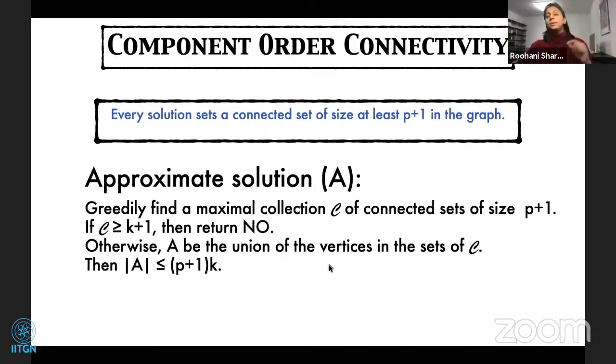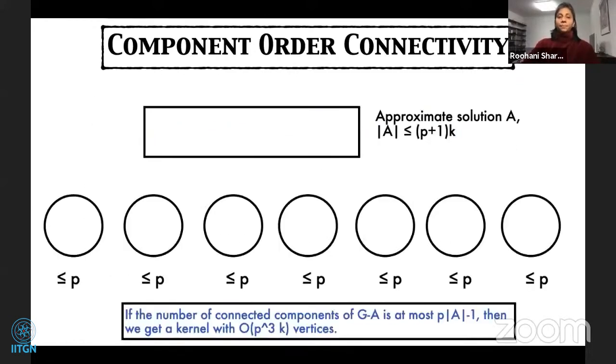Otherwise, let A be the union of the vertices in the sets of this collection, and A will have size at most (p plus 1) times k, because every set in the collection has size p plus 1 and the number of sets is at most k. And because the collection was a maximal collection of such connected sets, we know that every other connected set of size p plus 1 definitely intersects A. So A is in fact a solution of the problem, and it is an approximate solution. It has size at most (p plus 1) times k. So let's start with A. We remove A from the graph, and what we get are connected components of size at most p, because A was a solution of the graph.